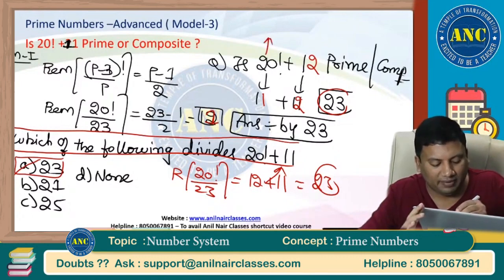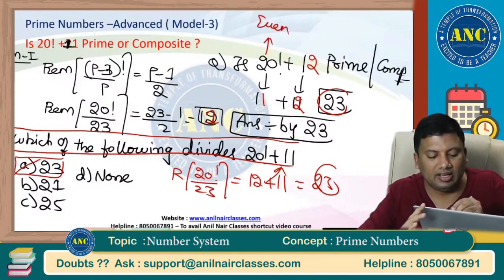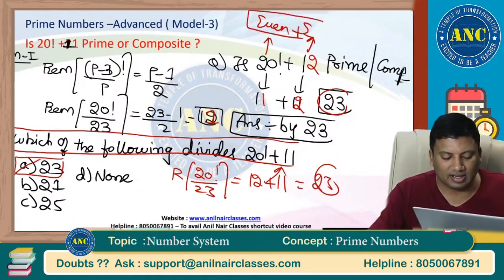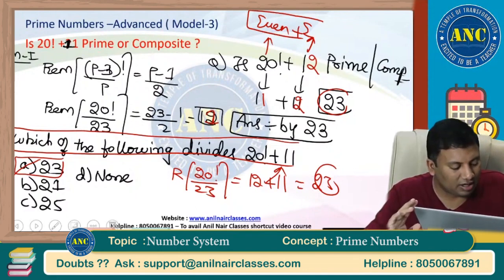20 factorial is an even number. 12 is an even number. Even plus even is even. The answer will be divisible by even. Please make a note of it.